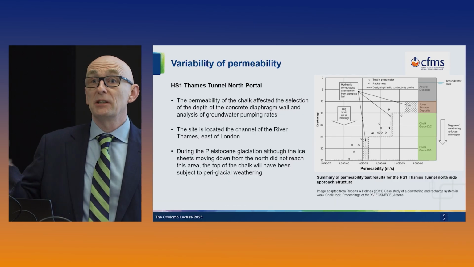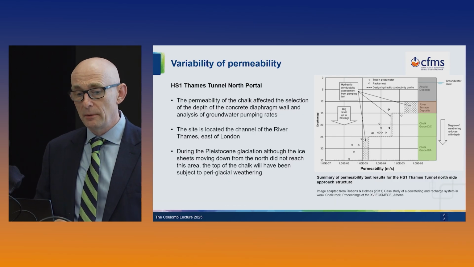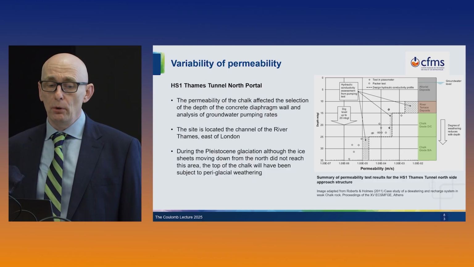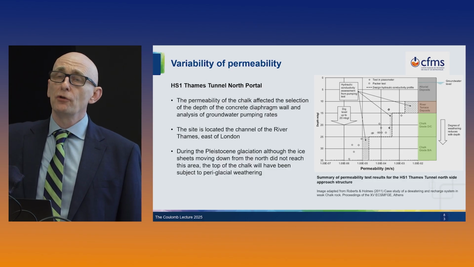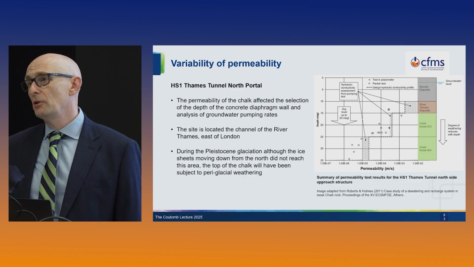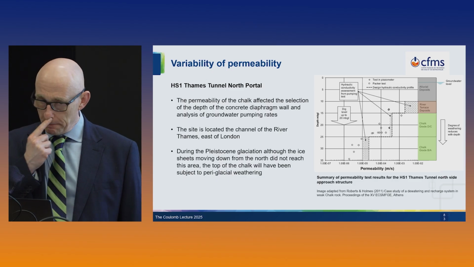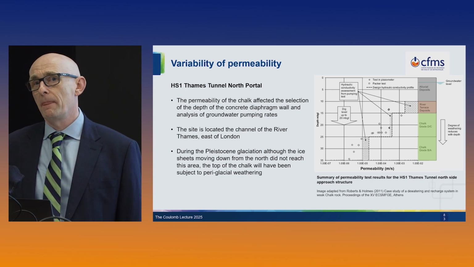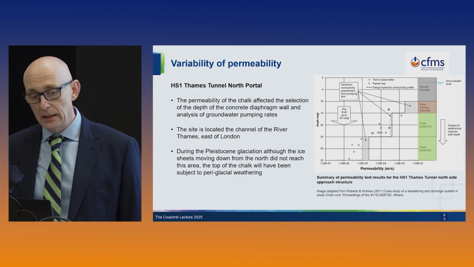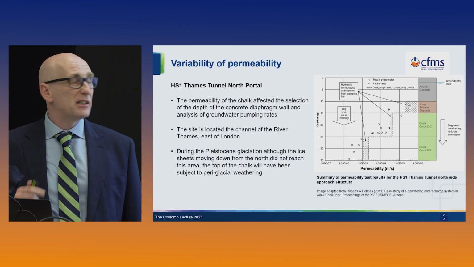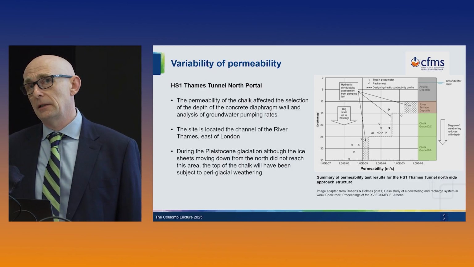So the reason for this case study is to talk about permeability. The permeability of the chalk was important because that will control the depth of the cut-off walls for the groundwater exclusion effect, and it will also affect the groundwater pumping rate. Now the site is located east of London in the channel of the River Thames. During the Quaternary period, the Ice Age, the ice sheets in the UK didn't reach this far south. They stopped a few kilometres north in Essex.